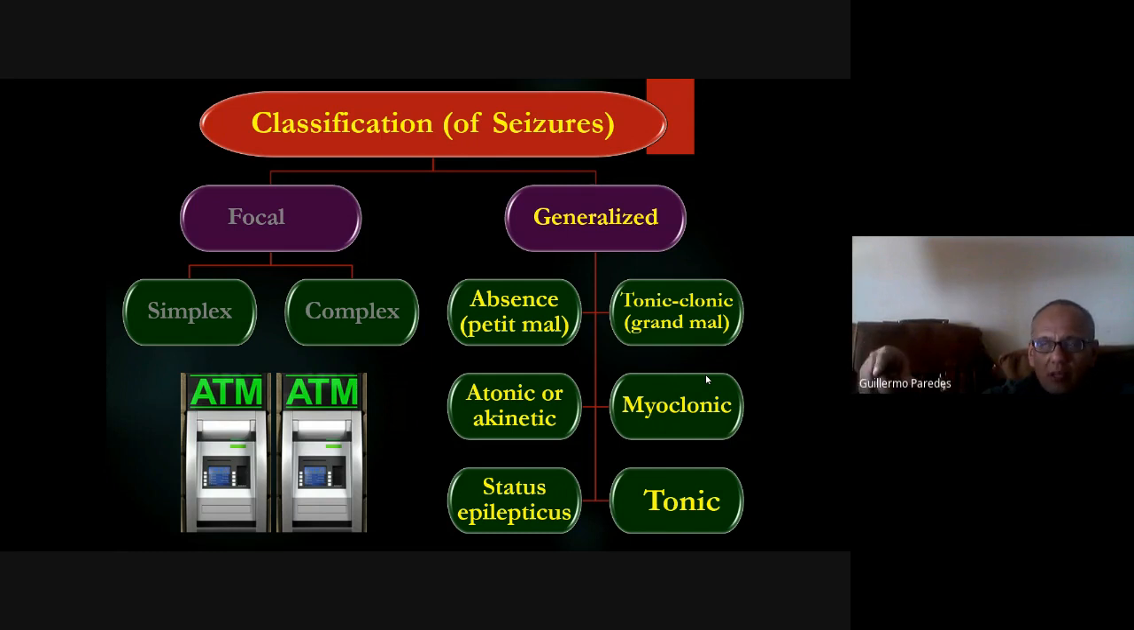We have the atonic. This one is not common, but it happens that you start walking and suddenly you lose the strength of your muscles. Boom, you just drop, fall on the floor. Tonic is when the contractions are in your body, upper and lower extremities, neck, face, right? And all of this is going to last about 20 seconds. About 20 seconds is the time that all these seizures are going to last.